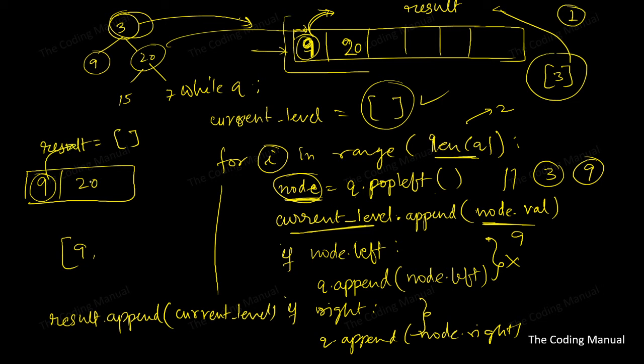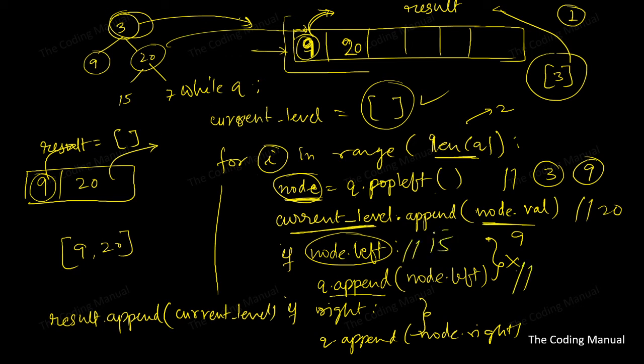We have popped this, now we will pop 20, so we will check current level dot append 20. Now check if left of that 20 exists. Yes, it exists, then append that to the queue. This is actually 15, so this 15 will be appended here. And same thing, right exists, yes, so the current queue becomes this.